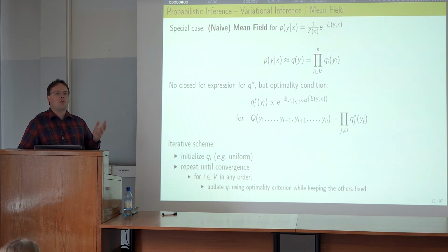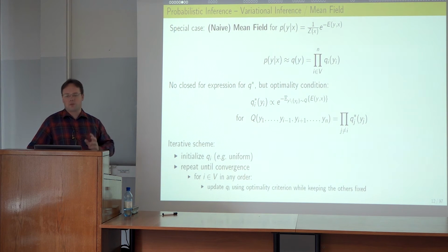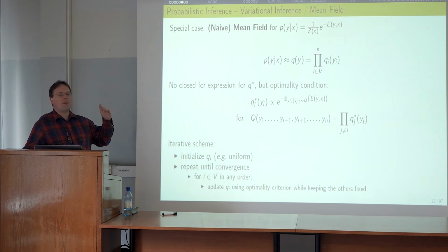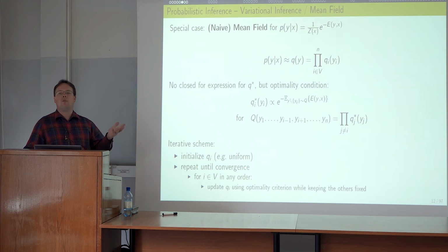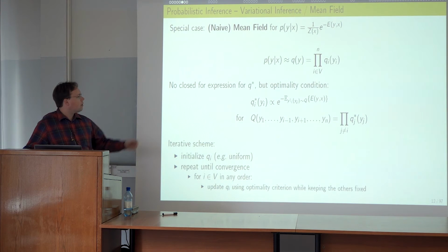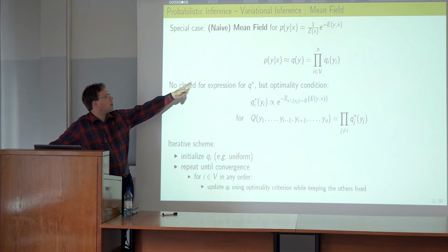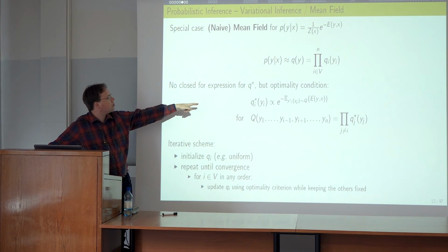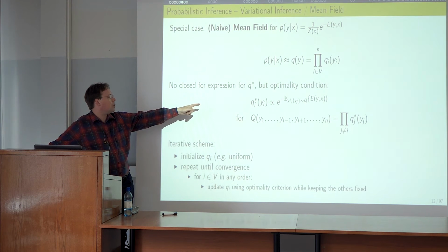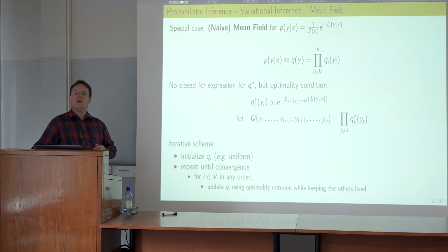So there's no closed form solution for how you do this closest approximation. But you can derive some conditions that hold if you would have found the optimal distribution. In particular, if you look at a factorizing product that is just a product of individual terms, the optimal Qi has to be proportional to the exponential of the expected value of the energy under the other distributions.